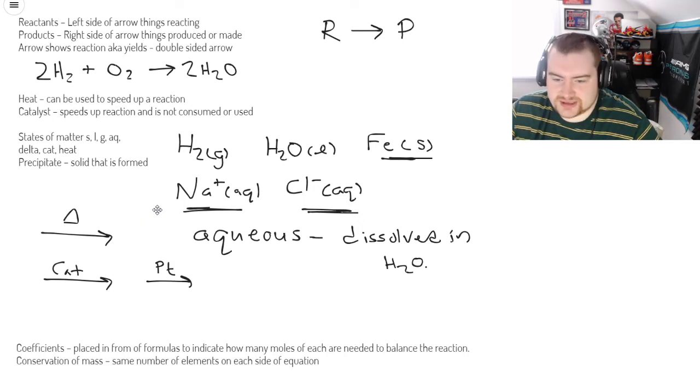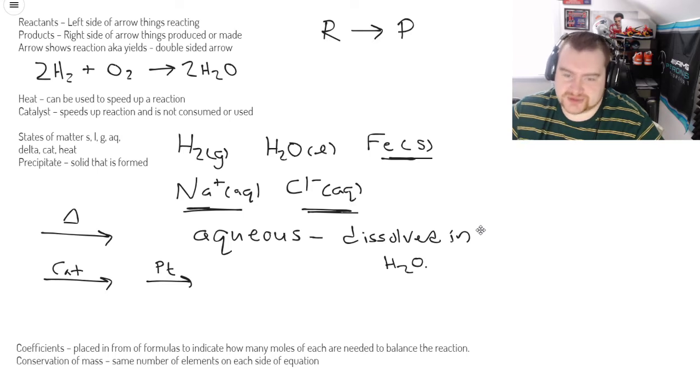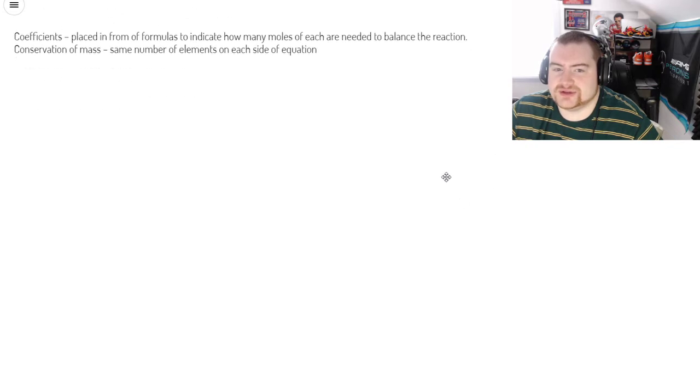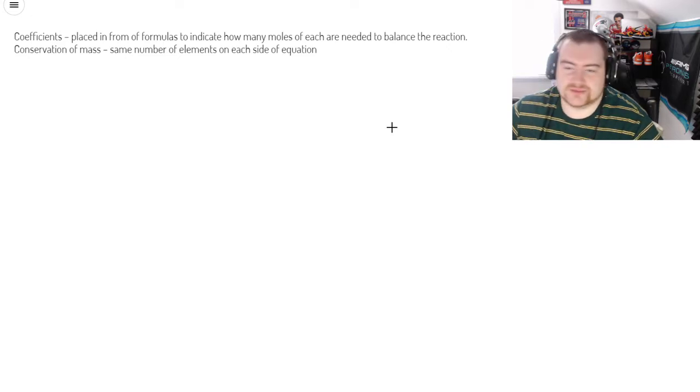Now we're going to get into what we're going to do to balance reactions. And the biggest thing we have to take into consideration is that we have to conserve mass. So in any type of chemical reaction, you have to have the same number of elements on each side of the equation. Can't lose them, can't gain them, we're not poofing them into space, whatever. We have to have the same number on each side.